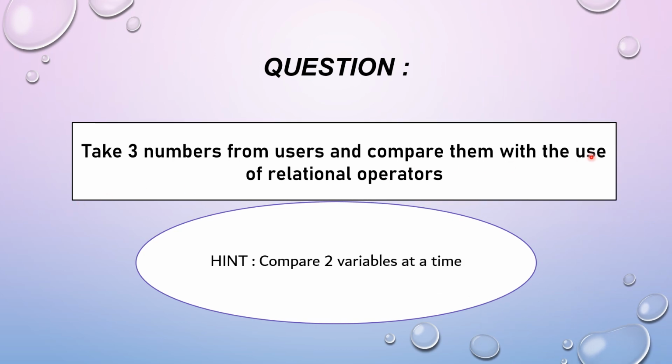This is the question for you all. You have to take three numbers from the user using the scanf function and compare them with the use of relational operators. Okay, now you very well know what relational operators are, and you also know how to use the scanf function. So take the values from the user, compare them, and the hint is to compare two variables at a time. If I am taking a, b and c, so firstly I will compare a and b, okay, then b and c, then a and c. Okay, हाँ कोड थोड़ा लंबा हो जाएगा बट ट्राई करना. इसका आंसर मैं आपको नेक्स्ट वाली वीडियो में ज़रूर बताऊंगी.